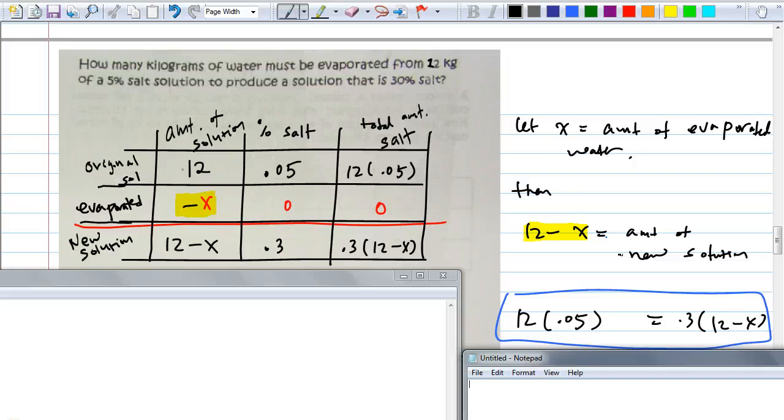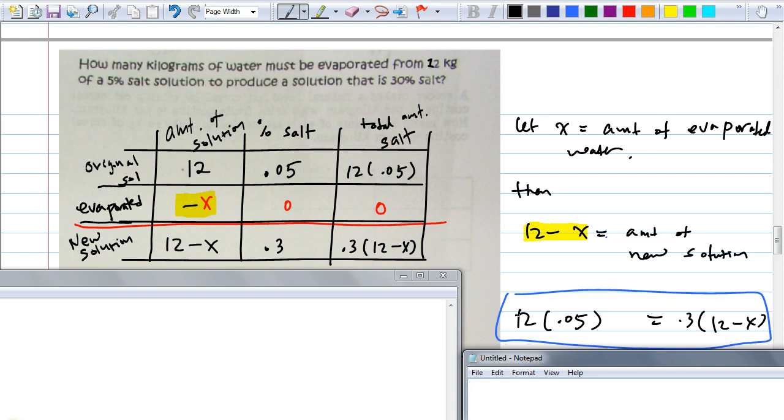What about the old and the new solution? Because the new solution includes the water. What does this number represent? It's the total amount of salt. Guys, does the amount of salt change at all? No. The percentage changes because we're getting rid of the water. But from the original, does the salt evaporate? No, it still remains in the solution.